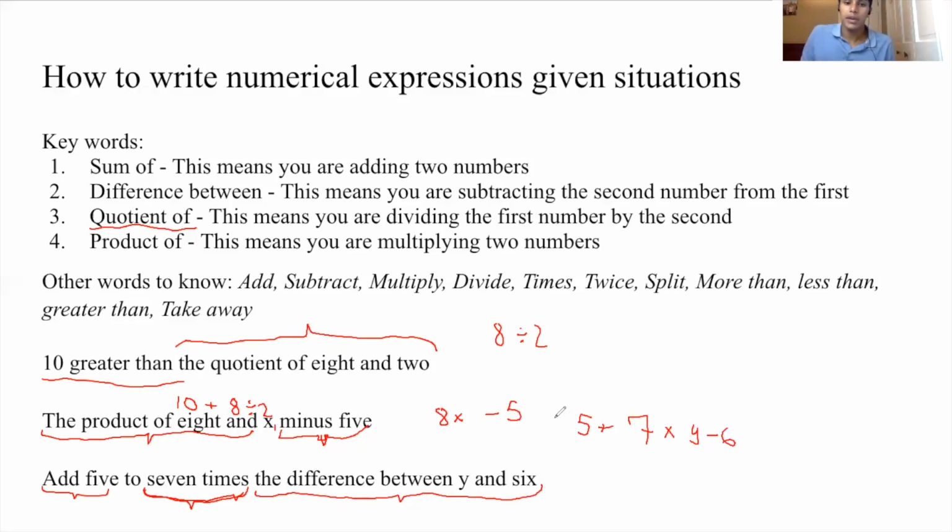So in order to make sure we can represent that, we have to put parentheses around y minus 6 to say, hey, this means that we should do the difference between y and 6 first, because whatever is inside a parentheses goes first. So that way we're doing 7 times, and we do the difference between y and 6 first, and then add 5 to all of that.